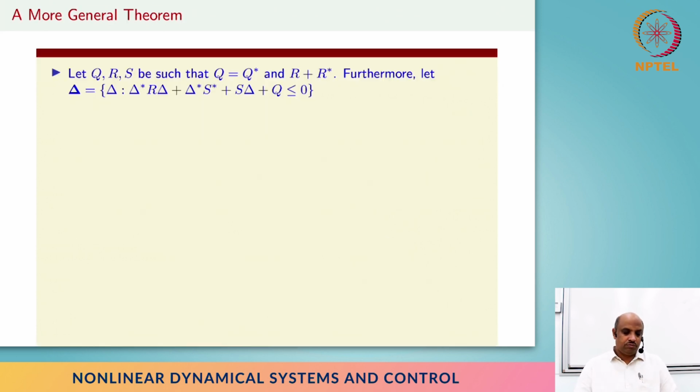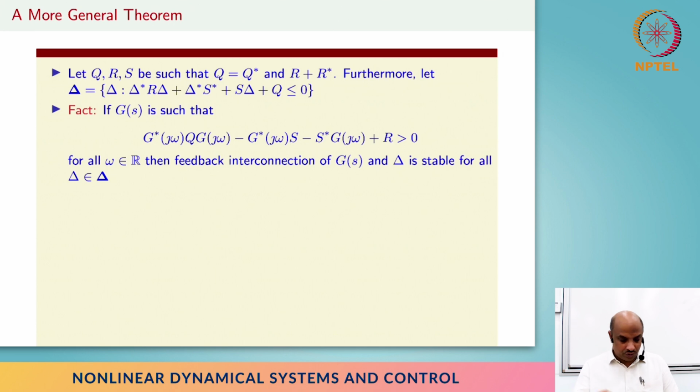So there is a more general theorem, which is actually a favorite, which will eventually connect things to our dissipative theory, and it goes something like this. If you have some matrices Q, R, S, and your set of delta depends on these three matrices Q, R, S, such that this set condition is true, okay, then we can state a condition: if G of s is such that this frequency domain condition is satisfied, then we can show that the feedback interconnection of G and delta is stable, right?